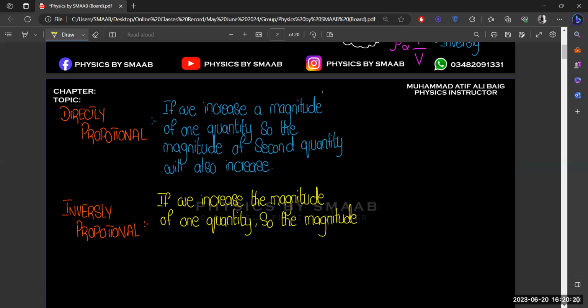If we increase the magnitude of one quantity, the magnitude of the second physical quantity will automatically decrease, right? So if we increase the magnitude of one quantity, the magnitude of the second quantity will decrease, right?